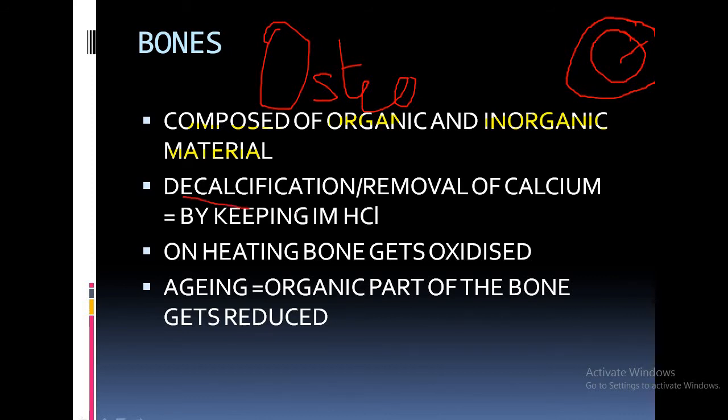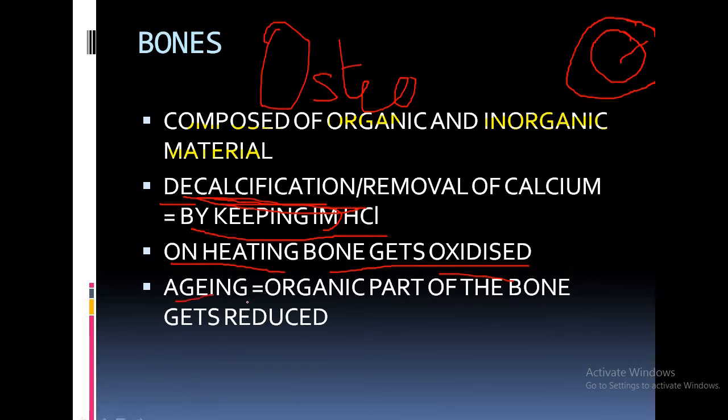Then what is decalcification? De means removal, calcium. So removal of calcium is known as decalcification. And how can we do the decalcification of bone? By keeping it in HCl. Now how can the bones be oxidized? By heating, the bones can be oxidized. So the organic material will turn into oxidized matter.